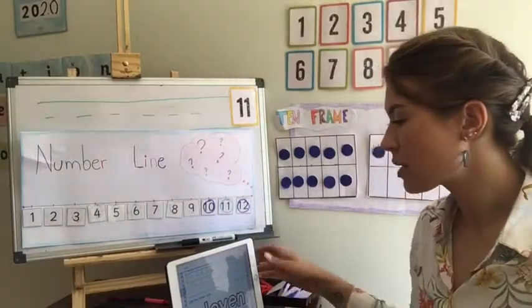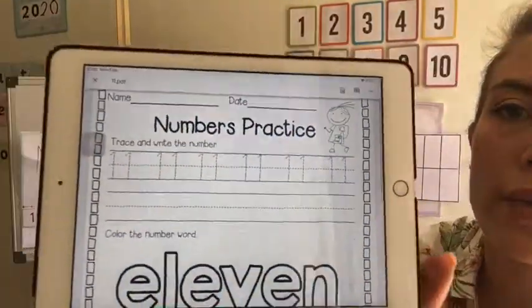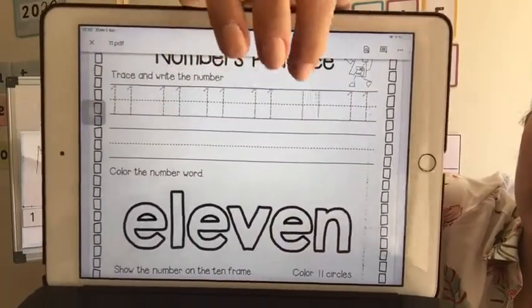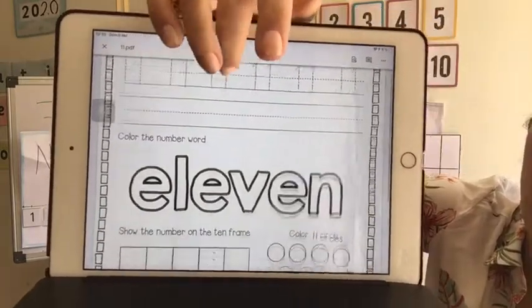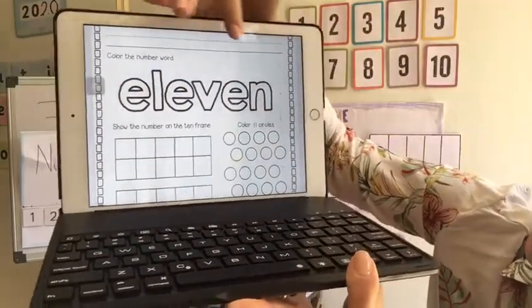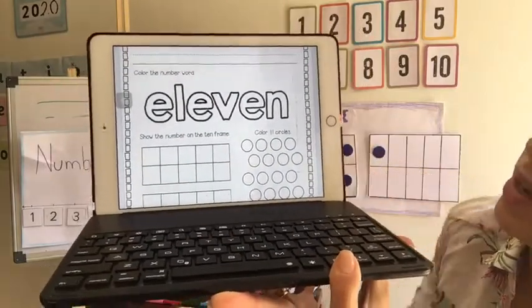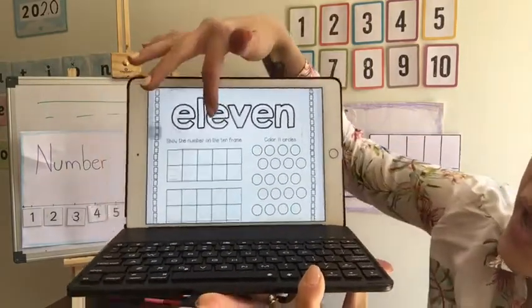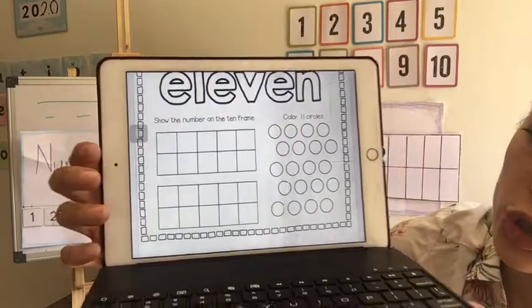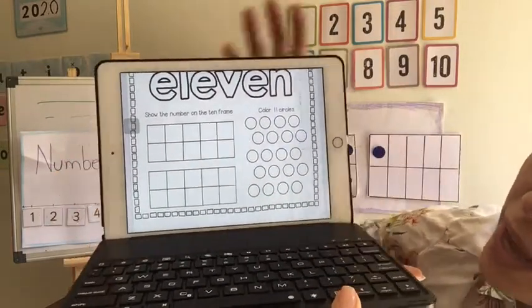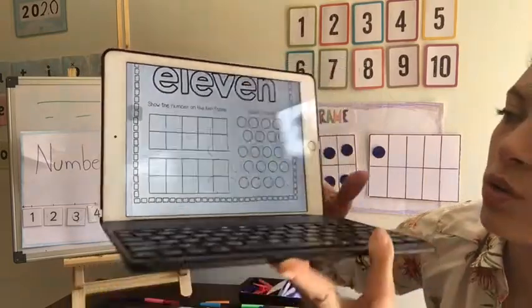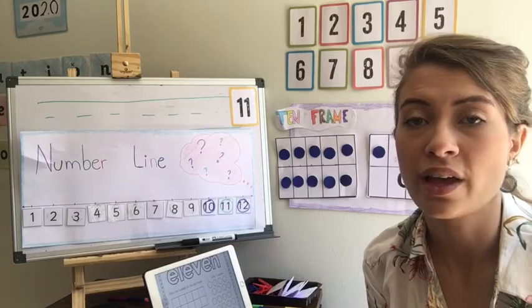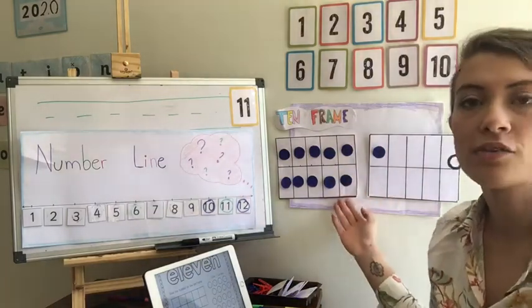The activity about the number 11 is this one. Okay, you are going to practice the number here. First of all, you're going to trace over the lines, and here you're going to trace it by yourself, and then you can see over here the name of this quantity, 11, and you are going to color the number word, and over here you are going to show the number 11 in a 10 frame, and you're going to color 11 circles.